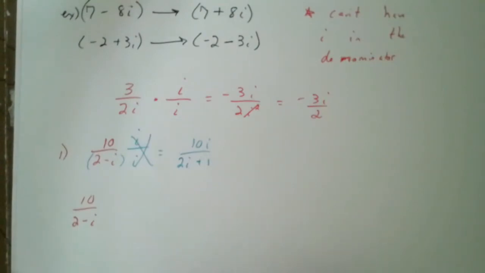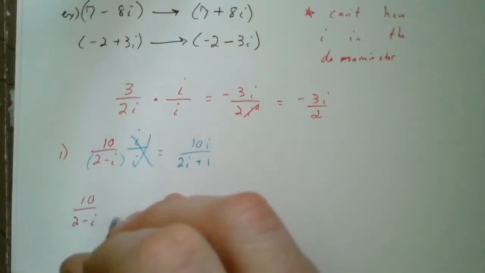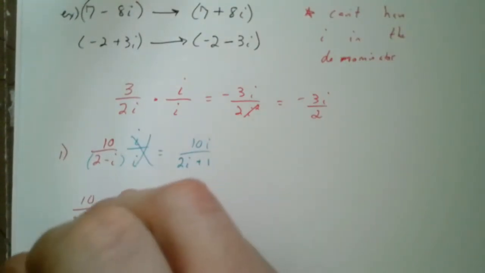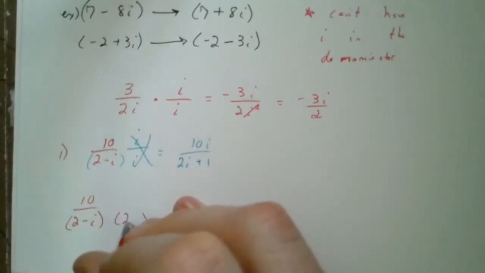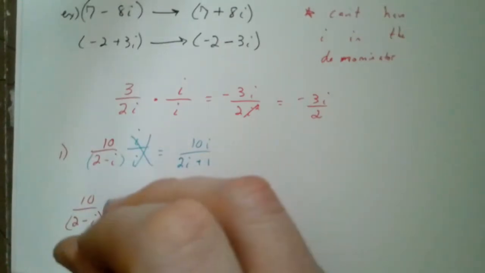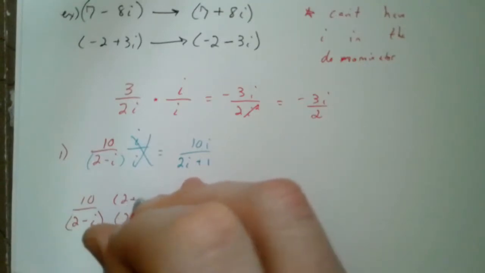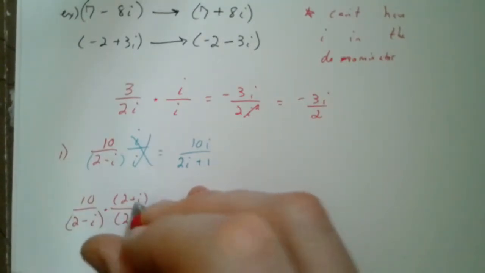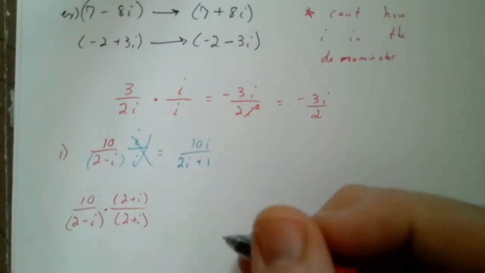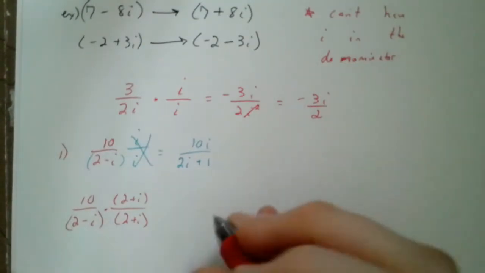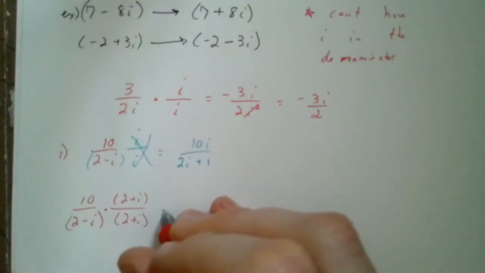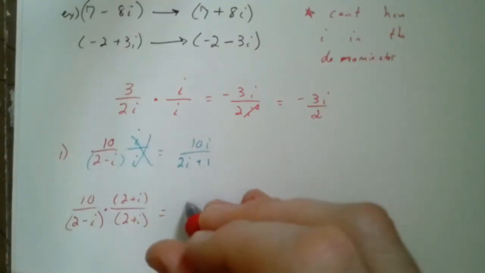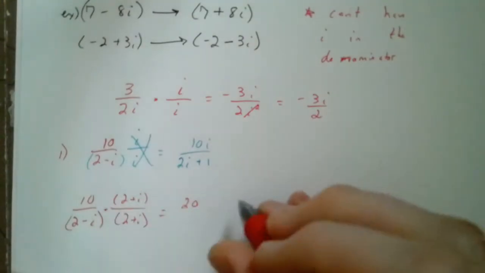Here, we've got 10 over 2 minus i. I'm going to multiply top and bottom by the conjugate of the denominator. So 2 minus i, the conjugate is going to be 2 plus i. Whatever I do to the bottom, I have to do to the top, because now I'm really just multiplying by 1. 2 plus i over 2 plus i is 1, and if I multiply by 1, I don't change the number. Now up top it's going to be easy. I'm just going to distribute that 10. 10 times 2 is 20. 10 times i is 10i.